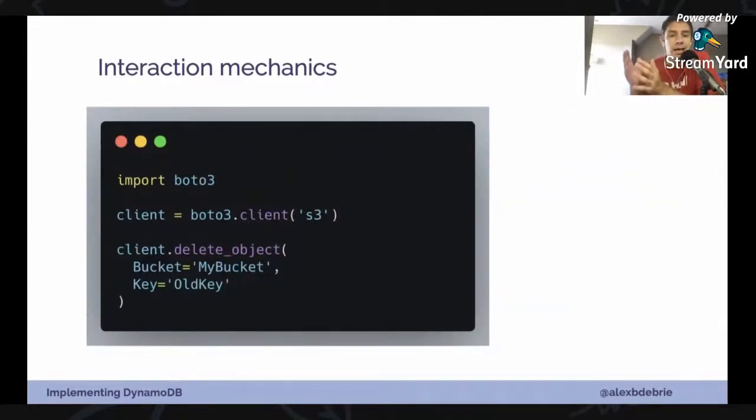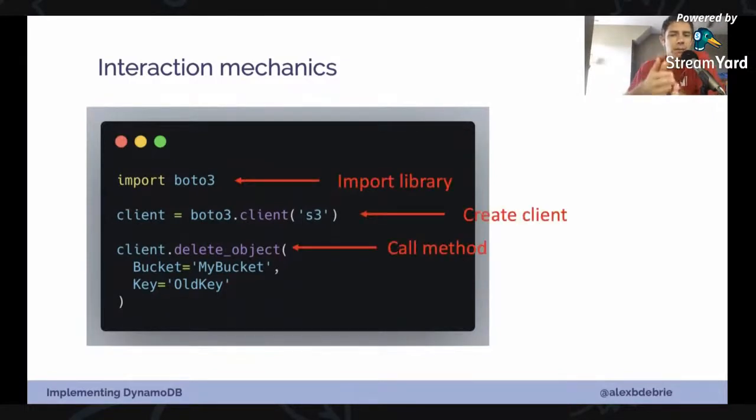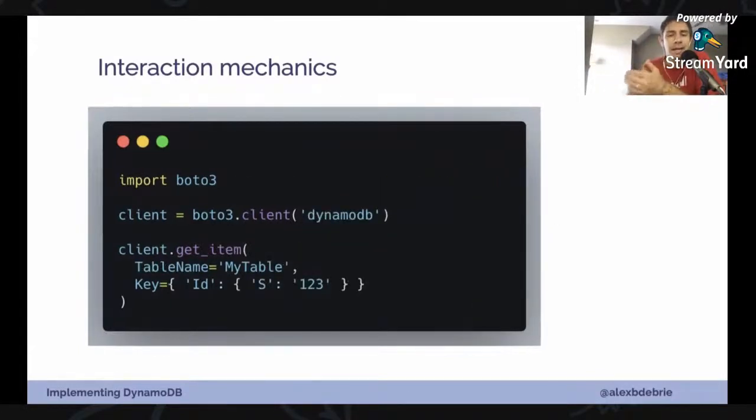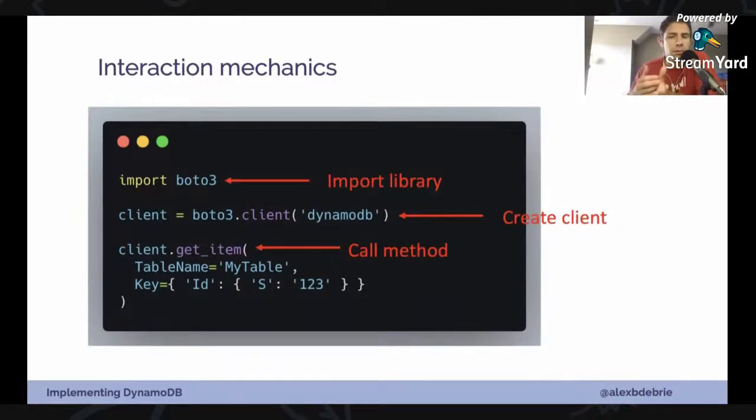If I'm using Amazon S3, which is a blob storage service from AWS, very widely used and well-loved service, again, the mechanics are the exact same. You're going to import the library, create the client, and then call the method on that client. Now, if you're using DynamoDB, those interaction mechanics are the exact same as they are for SQS, for S3, for any other AWS service. You're going to import the library, create the client, and call the method on that client.